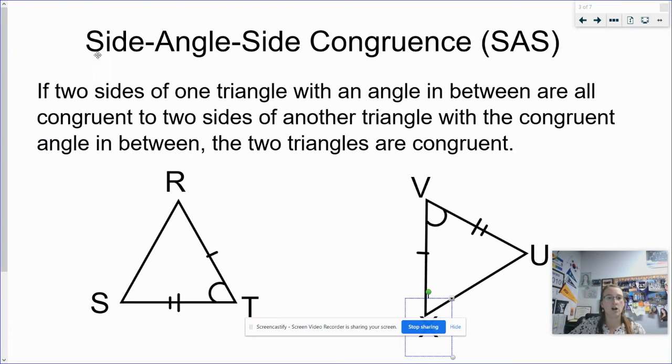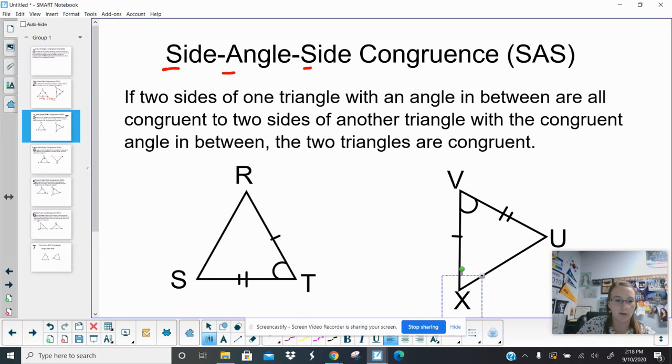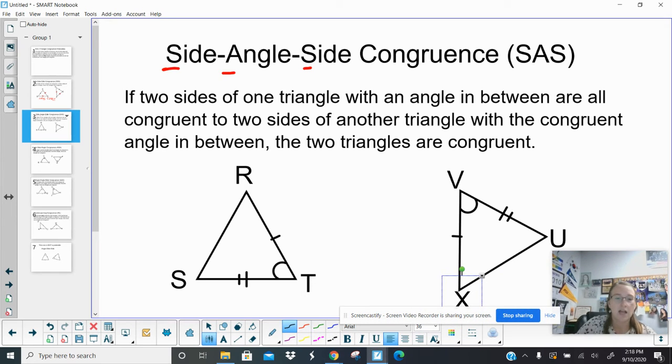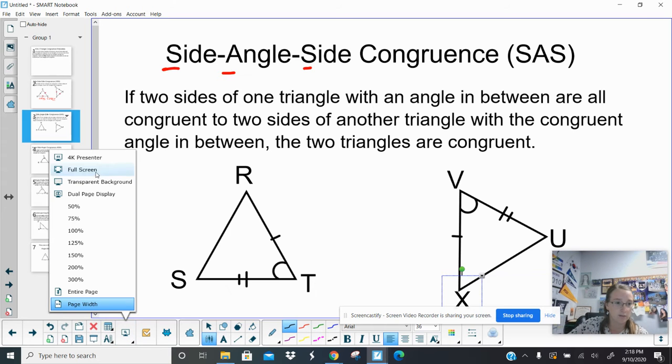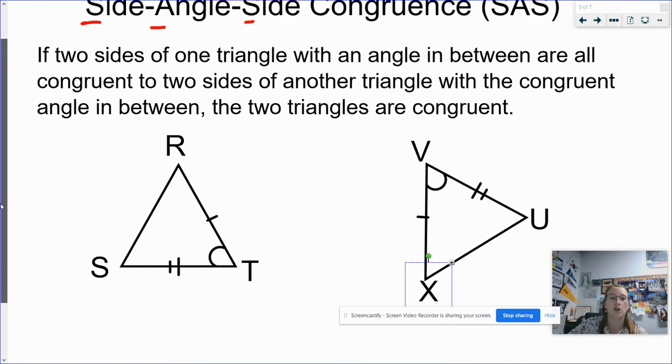Okay, so our next one is called the side angle side congruence postulate. Again, SAS, that's for side angle side. So go ahead and pause the video and copy this down. It says that if 2 sides of one triangle with an angle in between them, so this specifically has to be 2 sides, the angle has to go in between them where they touch, are congruent to 2 sides of another triangle with the congruent angle in between, then these 2 triangles are congruent.